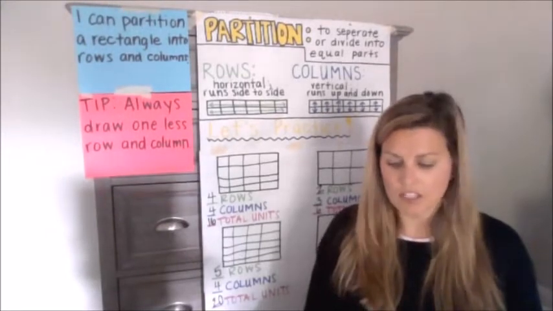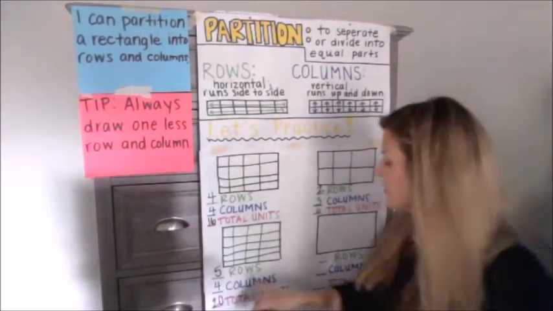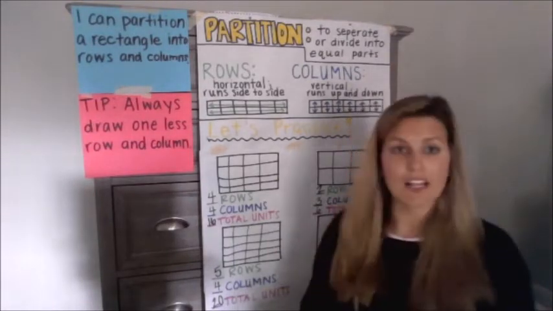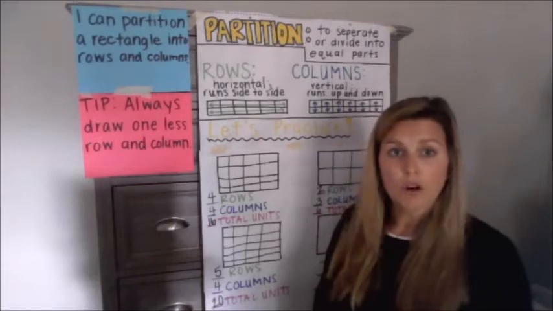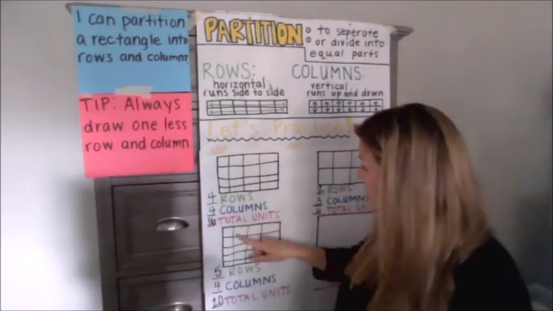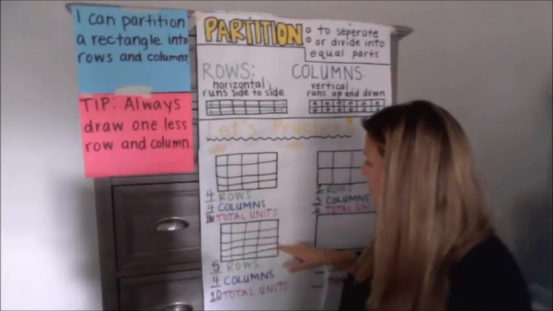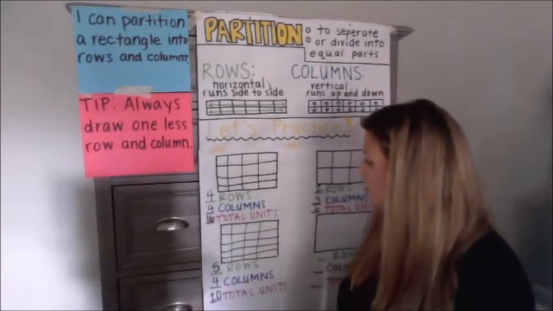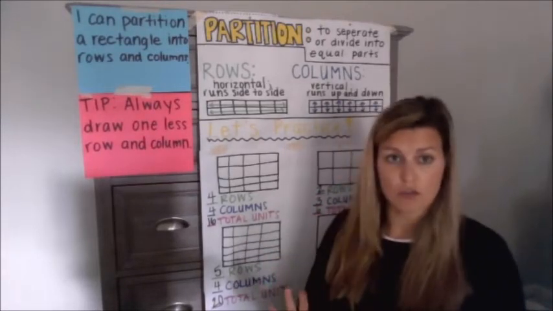All right, so let's go ahead, let's check your answer. I have already drawn your 5 rows and your 4 columns. So let's take a look at it together. For 5 rows, you are going to draw 4 lines for your rows. So let's check mine. 1, 2, 3, 4. So I have 4 rows, or lines, drawn.